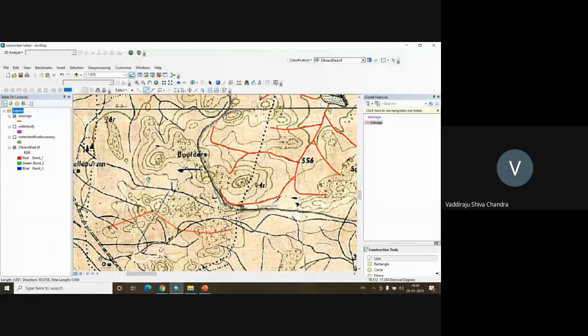Assume that this is a 600 meter contour, the first one. Then assume that this is a 590 meter contour. Is there any possibility of an intersection like this? If yes, why? If not, why? Here you can see an intersection of these two lines at this point. Is it possible that two different contours can intersect each other?